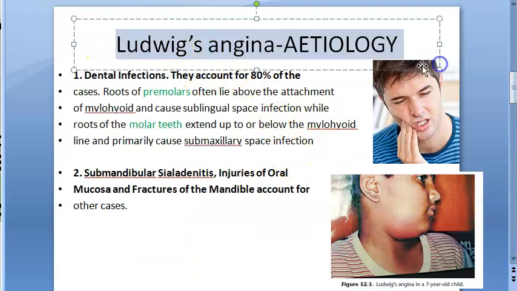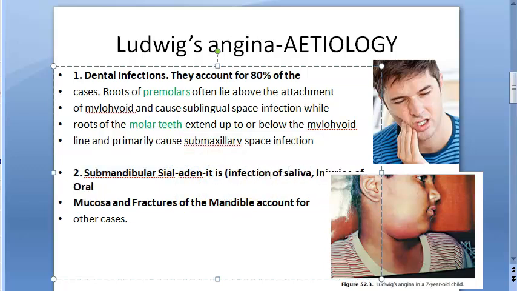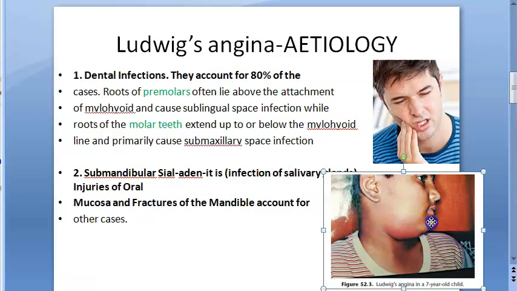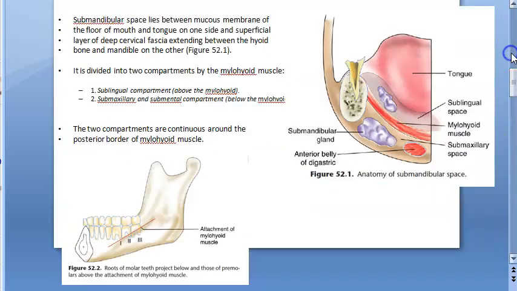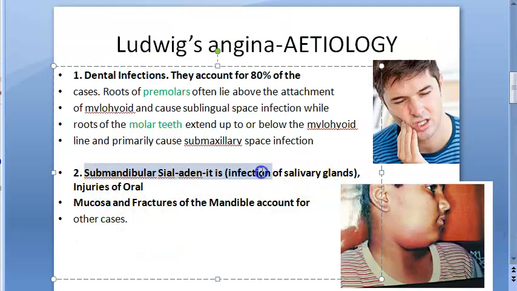Okay, so what causes the infection of that space, guys? Basically it is dental infection, and submandibular sialadenitis, a strange word. This is infection of the salivary glands. Which are the salivary glands, you know? You already saw the glands in that photo, if you remember. You have the submandibular gland here. What else? The sublingual gland also is there here. So infection of the salivary glands can lead to infection of the space.